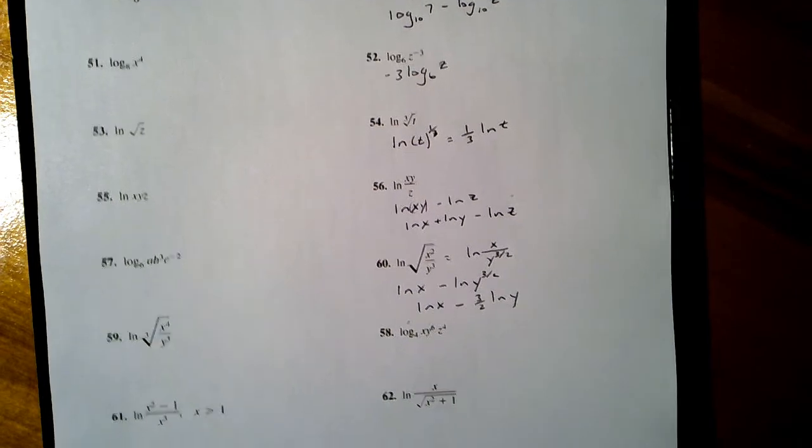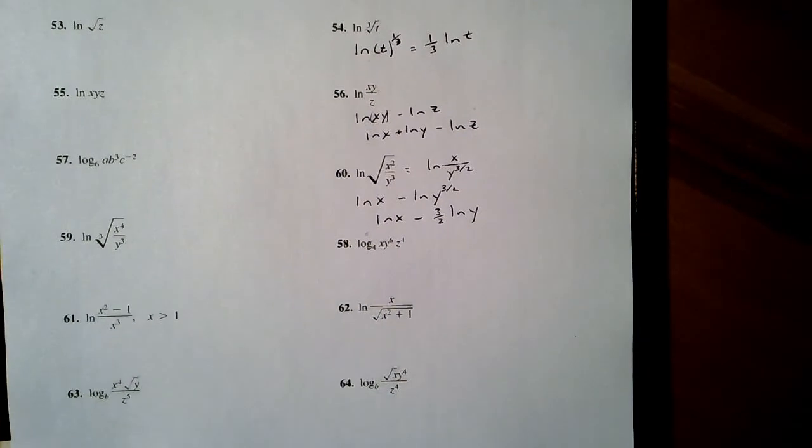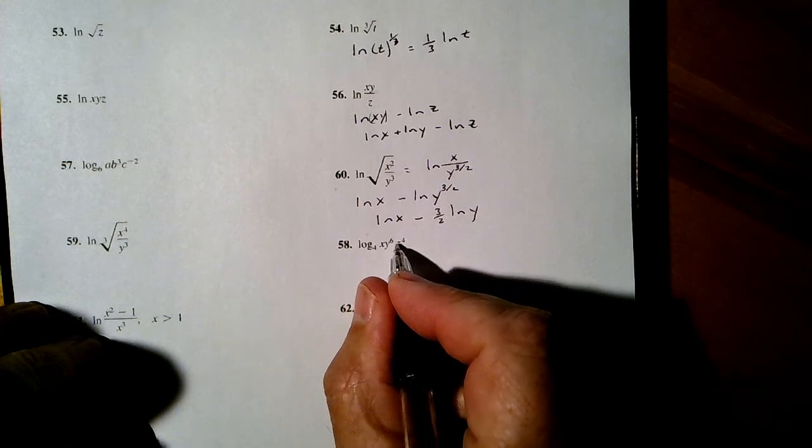So try 58 in one step. You might be able to do it in your head. I'm going to do that in one step. We've got exponents and we've got products. Every place there's a times becomes a plus.